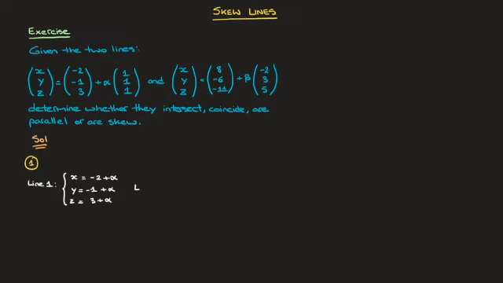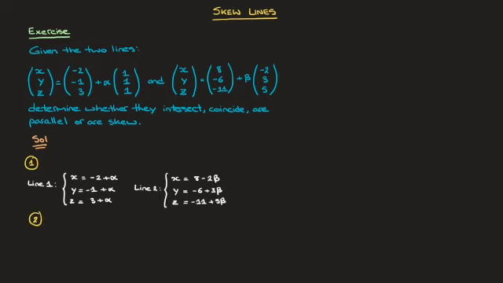I do the same for the second line, so line 2. Here we have x equals 8 plus negative 2 times beta. So that becomes x equals 8 minus 2 beta. We then have y equals negative 6 plus 3 beta. And finally, z equals negative 11 plus 5 beta. Okay, we now have the parametric equations of the two lines.